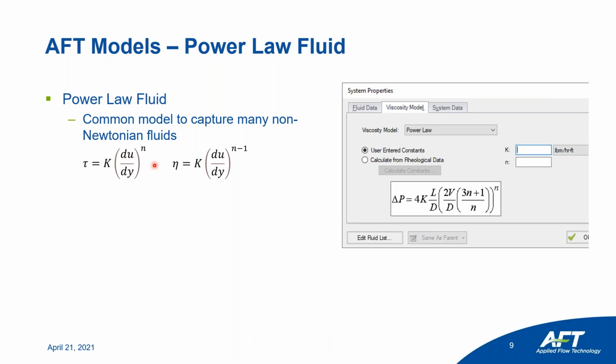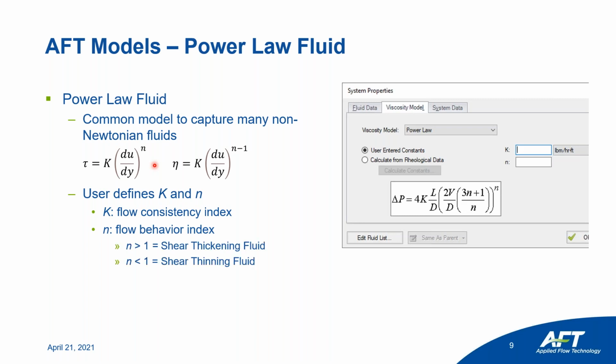Now in these models, the user is going to define K and n, where K is our flow consistency index with units of viscosity, and n is our flow behavior index, which is unitless. And n characterizes whether this fluid is shear thickening or shear thinning. The power law model can capture both. When n is greater than 1, we have a shear thickening fluid, and when n is less than 1, we have a shear thinning fluid.